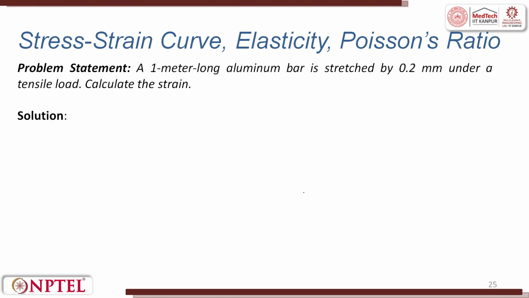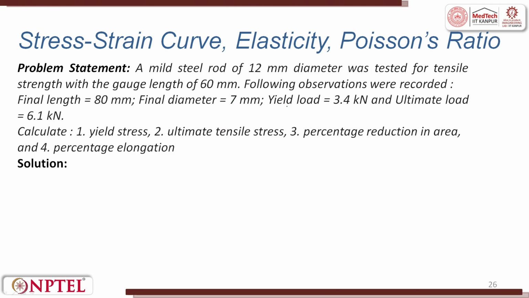Similarly, there are very short numericals. A 1 meter long aluminum bar is stretched by 0.2 millimeter under a tensile load. Consider this strain. Strain is change in length over original length. It could be directly determined. It is 0.2 over 1 meter, that is 0.02% strain would come as an answer. I have given very short numericals here because some problems might also come in your exams which will be very short. To get marks in your exam, these problems would be easy for you to score.